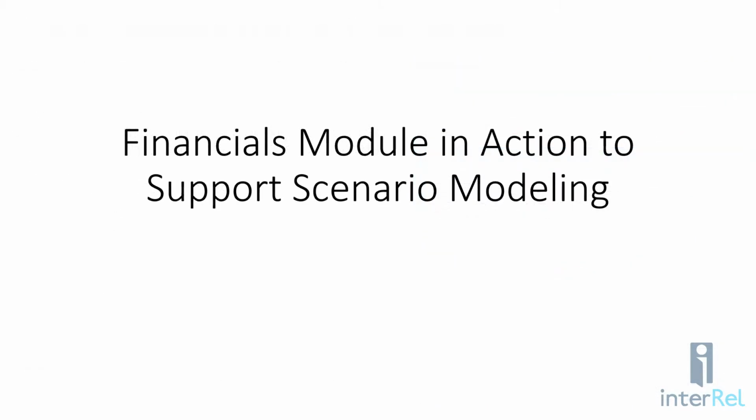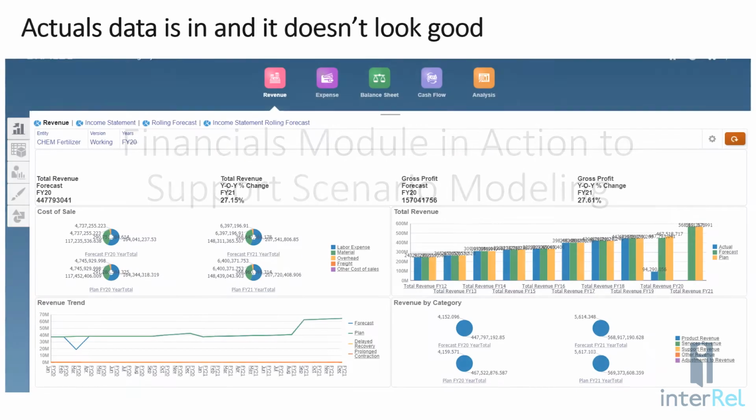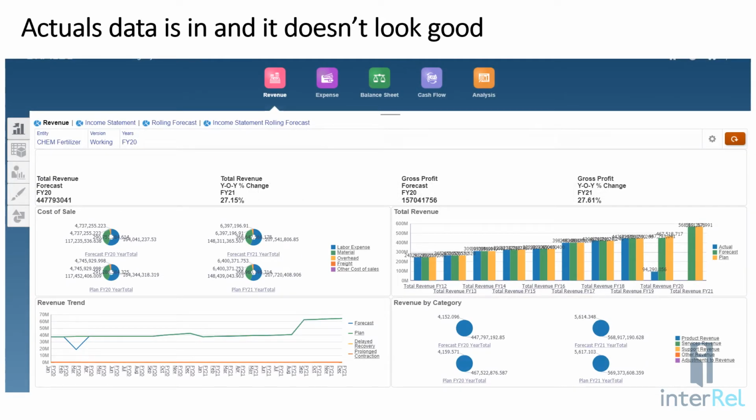Financials in action to support scenario modeling. We just closed the month. The actuals are in, and we've run our normal prepare forecast process that updates forecasts with the latest actuals. We can see we had a big dip in last month's revenue. However, the future forecasted months are still aligned with our original plan, which we now know we are not going to hit.